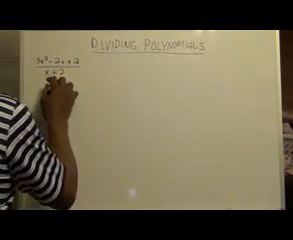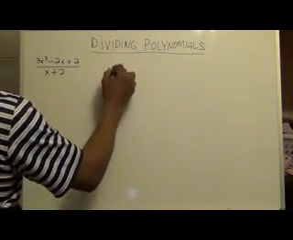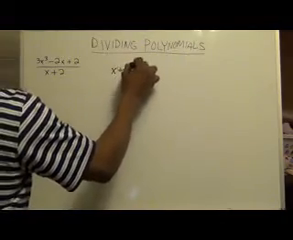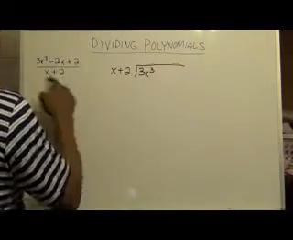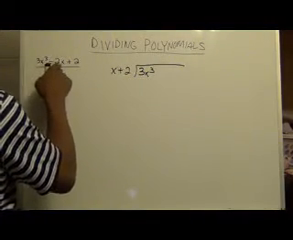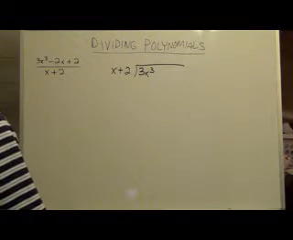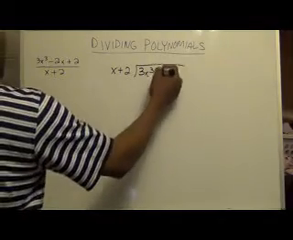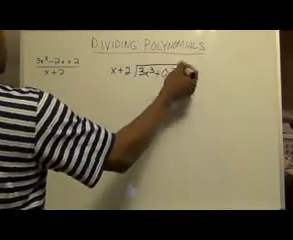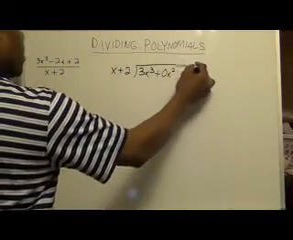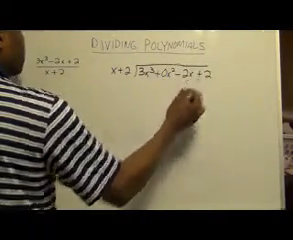So since we're dividing x plus 2 into 3x cubed minus 2x plus 2, we're going to put x plus 2 outside, and then we're going to put 3x cubed. Now notice we have x cubed and we have x, so we're actually missing the x to the second power, x squared. So we're going to add 0x squared, which is 0. 0 times anything is 0. And then minus 2x plus 2.